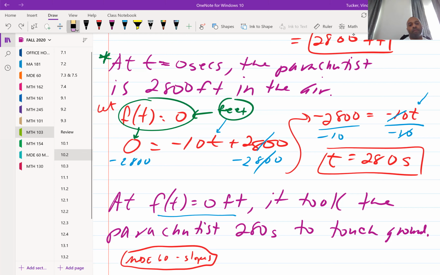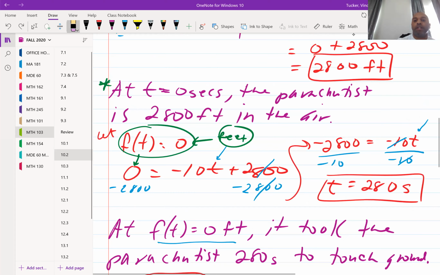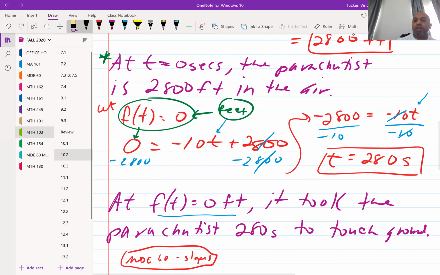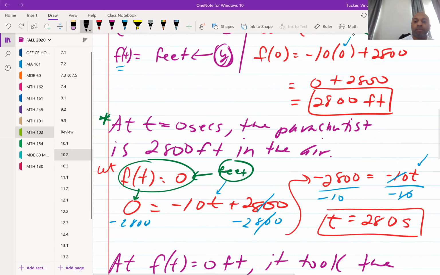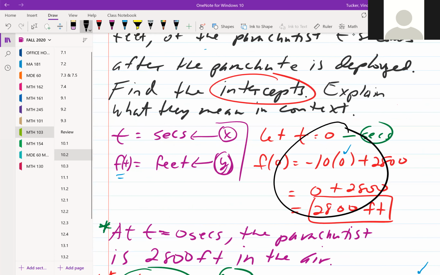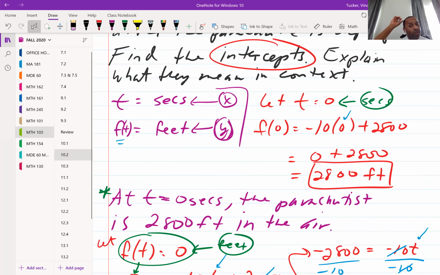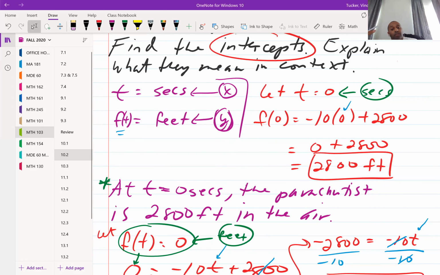I have a quick question. Yep. Why wouldn't you plug in 0 for the t that's next to the negative 10? Well, that's what we did right here. Go back up. Okay, so right there is when we did that. When t is 0, we found out we had 2,800 feet. And so that means we're 2,800 feet up in the air.